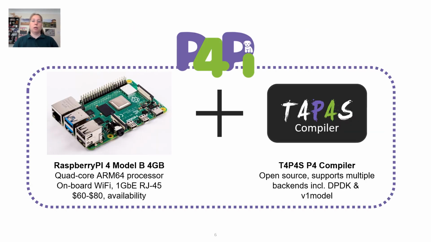And this brings us to P4PI, a platform for teaching computer networks using P4. P4PI is based on the Raspberry Pi 4 Model B board and uses the T4P4S compiler. The Raspberry Pi platform has a quad-core ARM processor and supports both wired and wireless communication. It costs $60 to $80. The T4P4S compiler is an open-source P4 compiler supporting multiple backends, including DPDK and the V1 model.